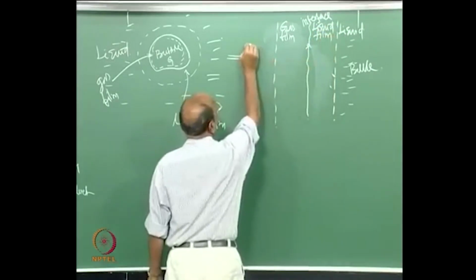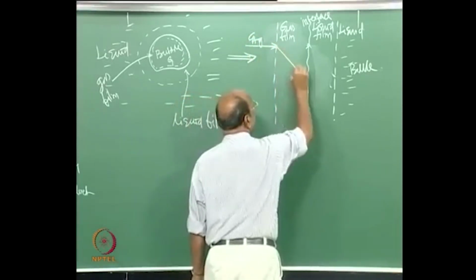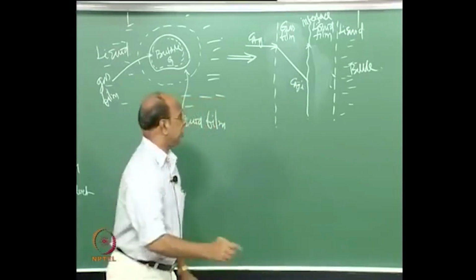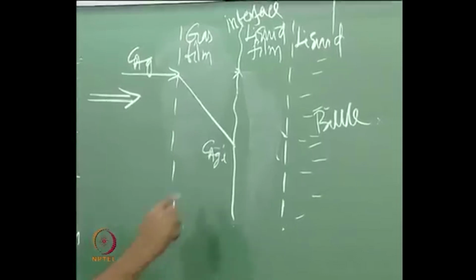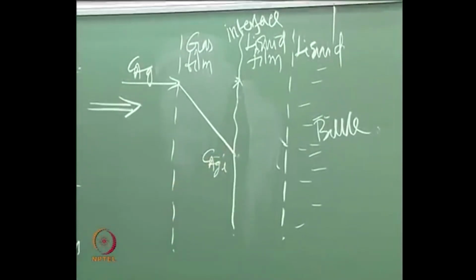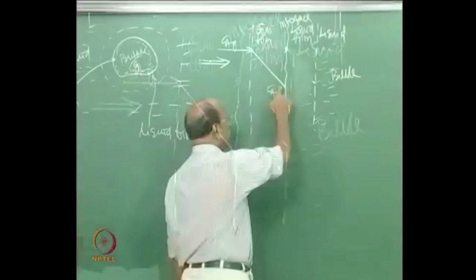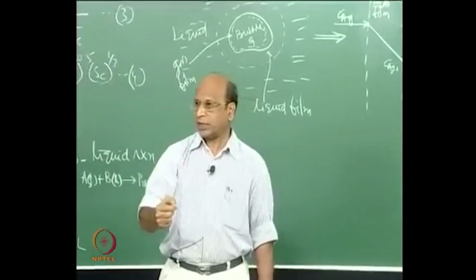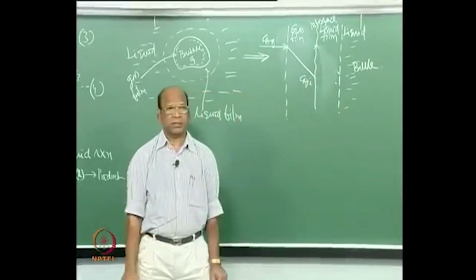Here we have CAG, then I have CAGI. This is the gas-liquid interface, the GL interface, and at this interface we have what is called Henry's law. What does that tell you? Gas has reached this film, and afterwards this gas has to dissolve in this liquid film at that interface, and then it has to diffuse further in the liquid.